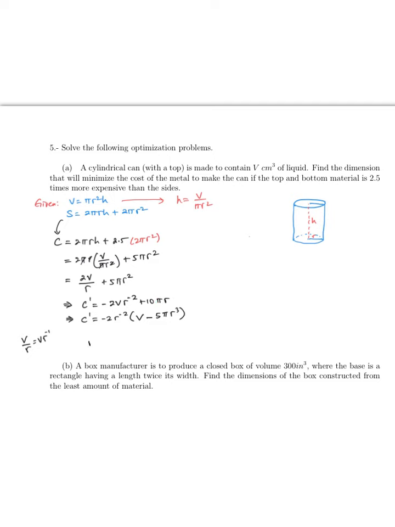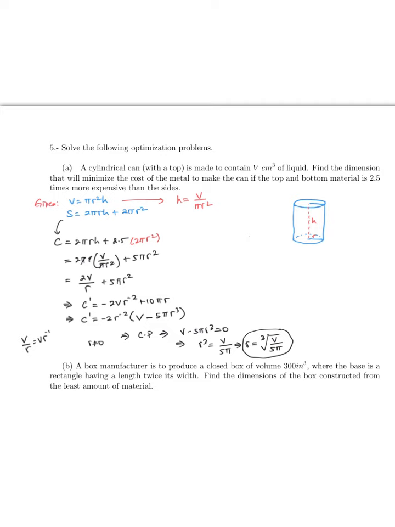Since r cannot be 0, because it will give you an undefined value here, but in either case it cannot be 0, because then this will not give you a cylinder. If the radius is 0, then this will not exist. So that implies that the only critical point is when V minus 5 pi r cubed is equal to 0, which means that r cubed, you do the algebra, will be V over 5 pi, or r is equal to the cube root of V over 5 pi.